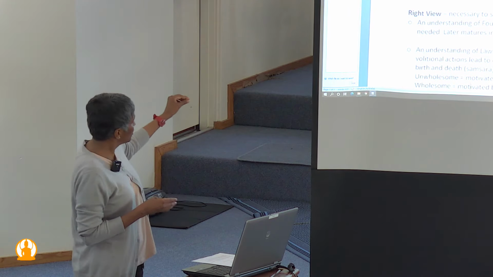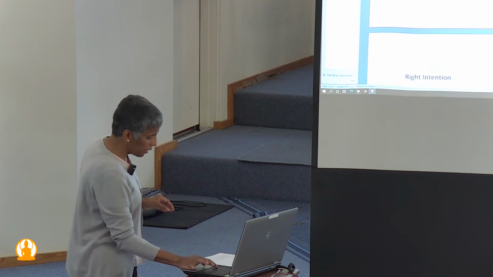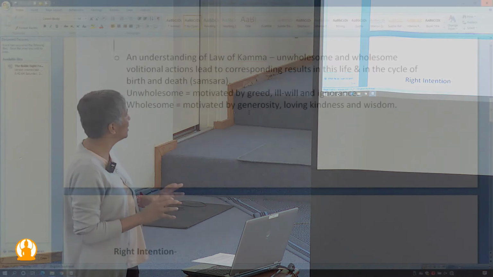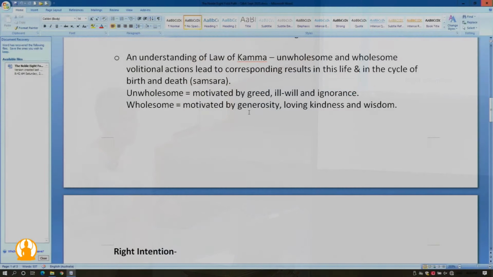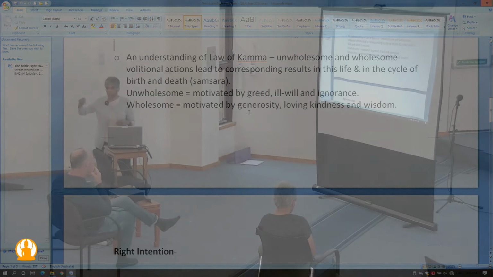There is another aspect of right view, which I should mention, and that is that we have to have an inkling of the understanding of the law of karma. In other words, unwholesome and wholesome volitional actions lead to corresponding results. And it leads to those results in this life, but also in the cycle of samsara, birth and death.